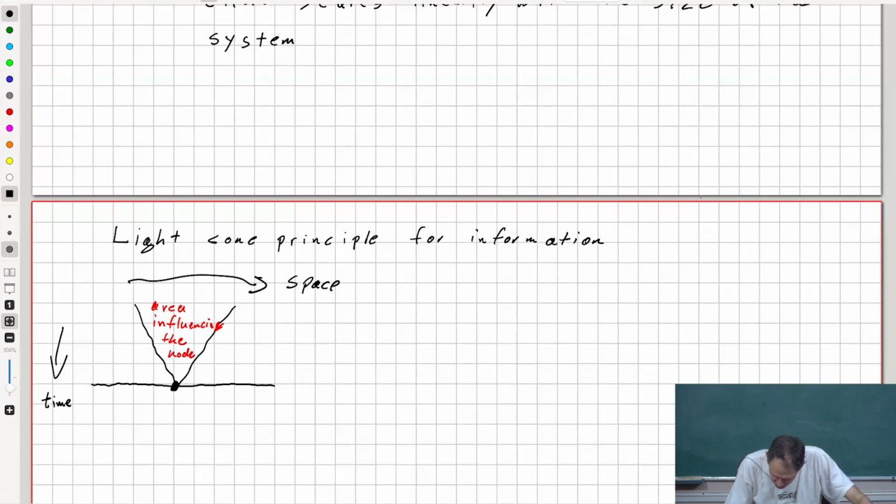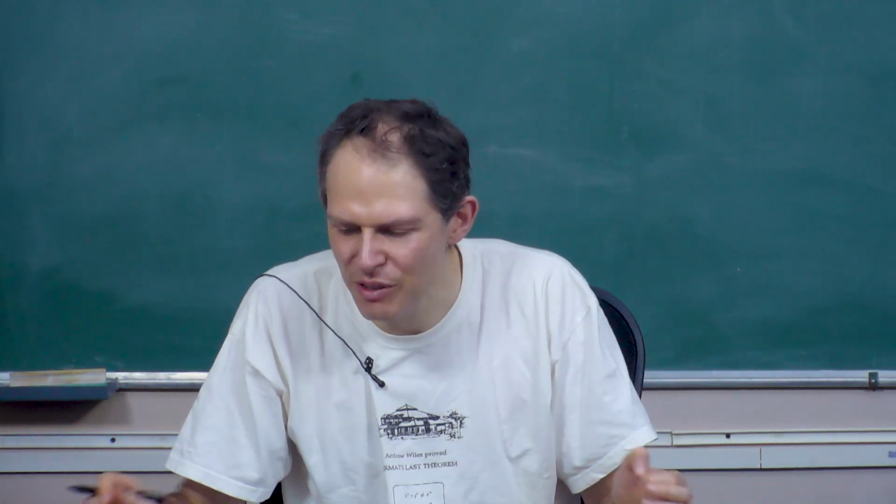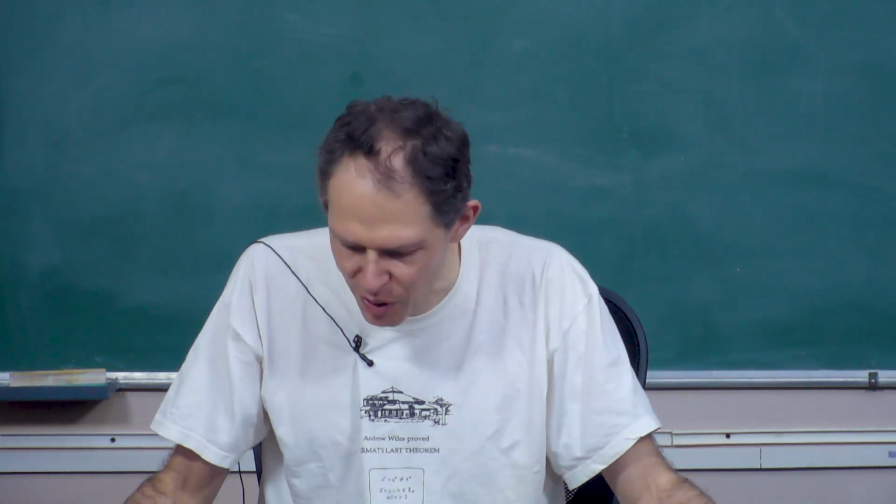And on the other side, you have the other part of the light cone, and you have the area influenced by the node. And since we do one time step at a time, the area from which we are influenced and the area which we influence, these things are very small. So we only ever have to interact with a very small neighborhood. Each node has to interact only with a very small neighborhood.